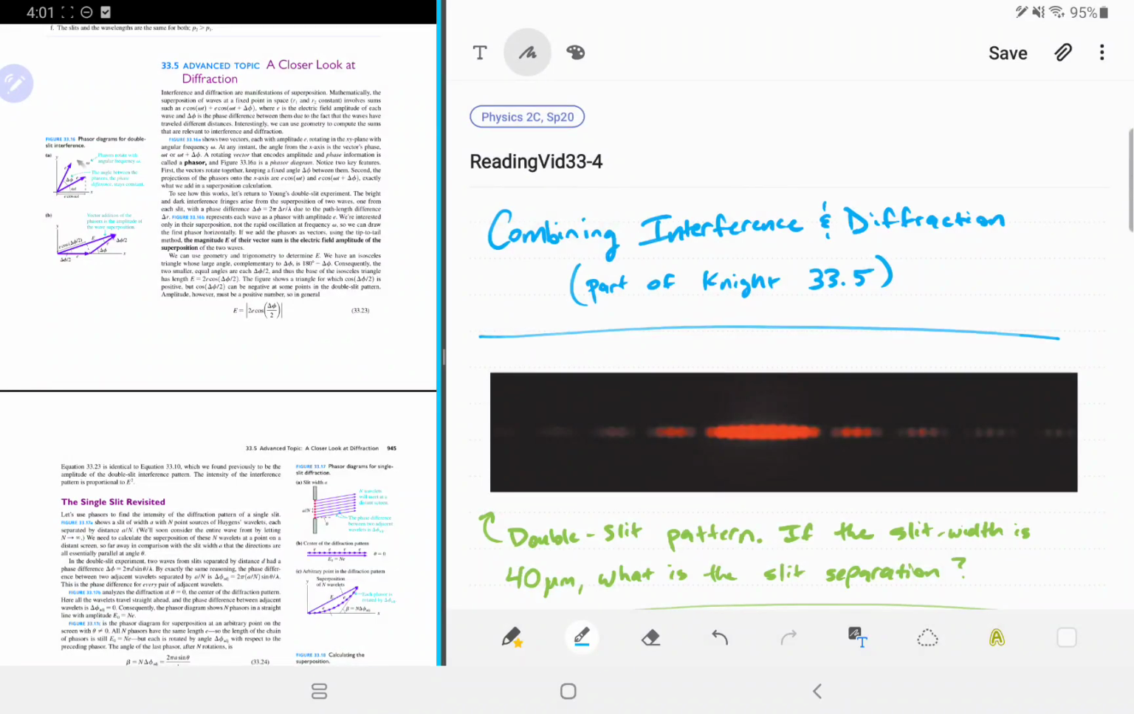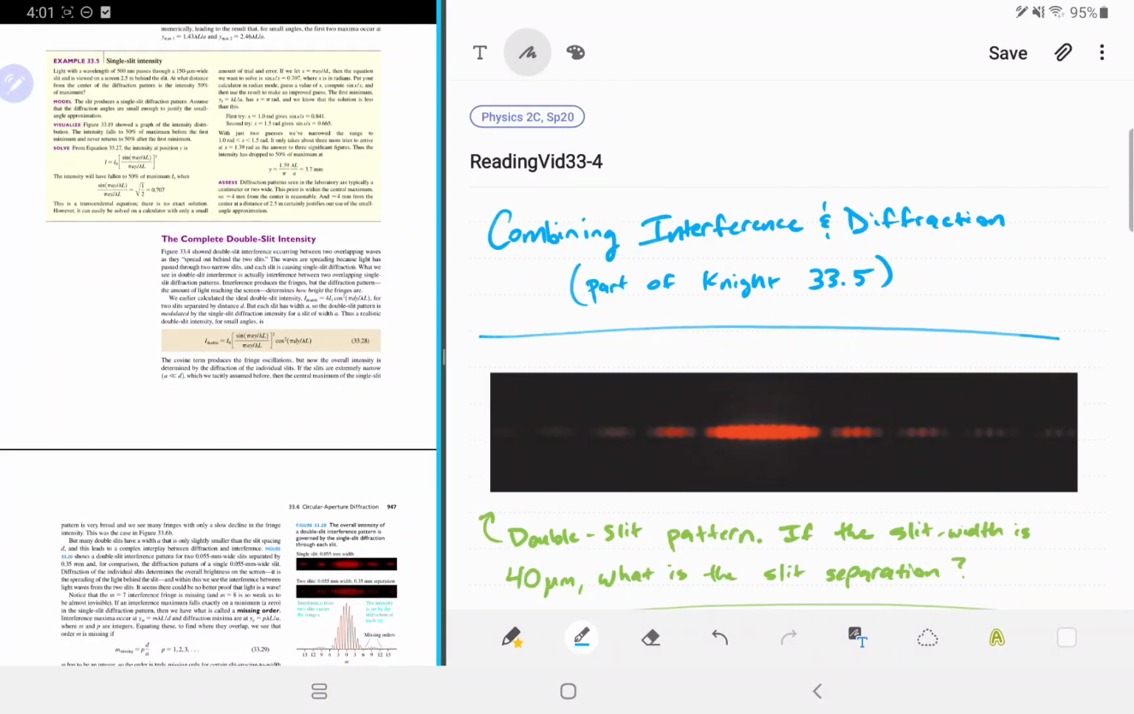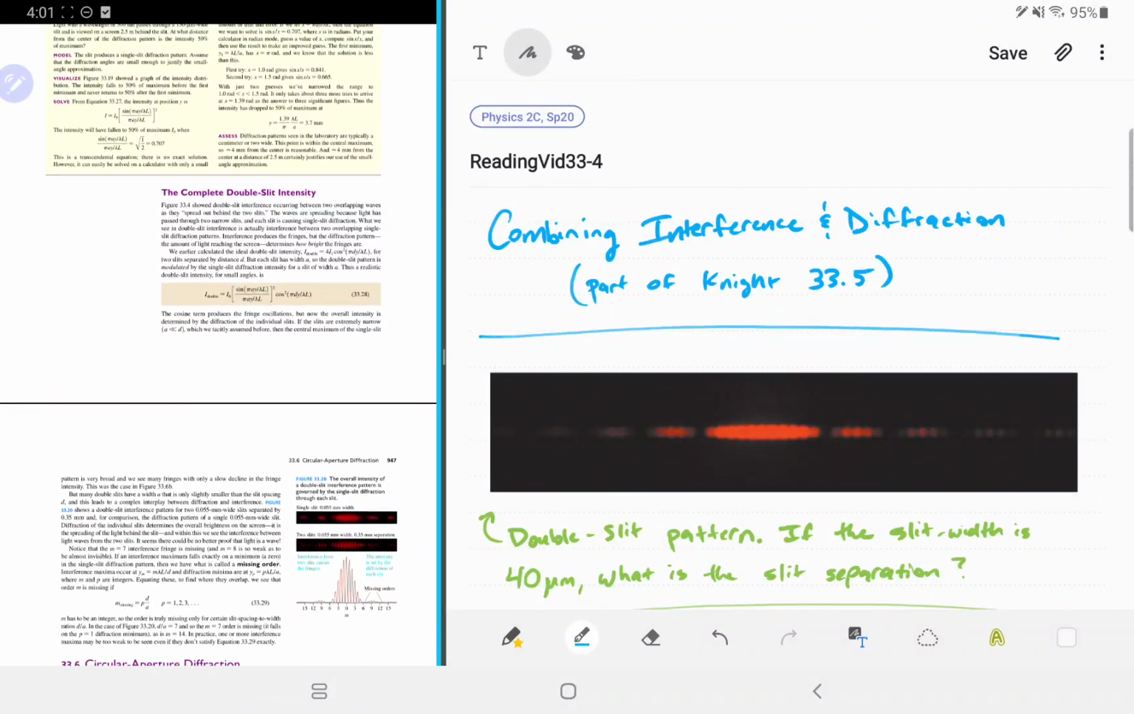Hello, this will be the last video from this chapter on wave optics. This is going to be a relatively short video. We're going to skip over some of the math here on the left, and really I just want to talk about the complete double slit intensity.